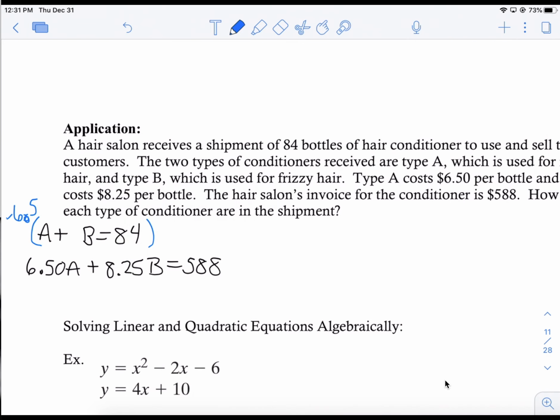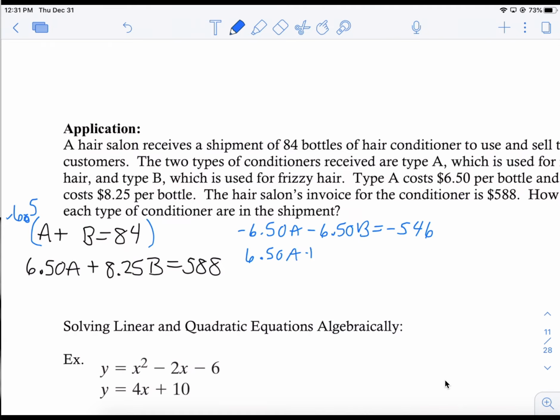All right, let's write our new equation over here. So negative 6.50A minus 6.50B equals negative 546. And again, that's just multiplying negative 6.5 times 84. Bottom equation didn't change. I'm going to keep it exactly the same.